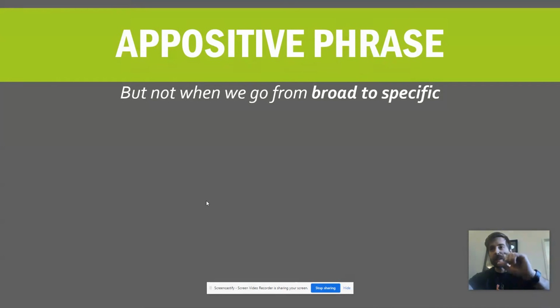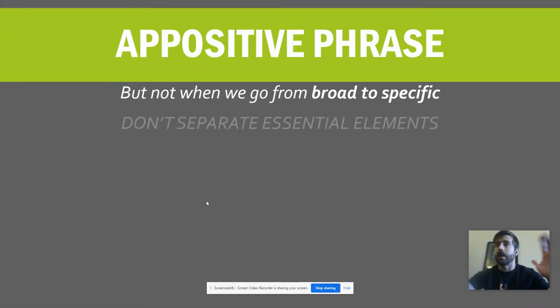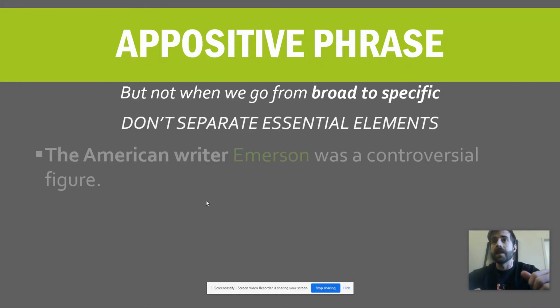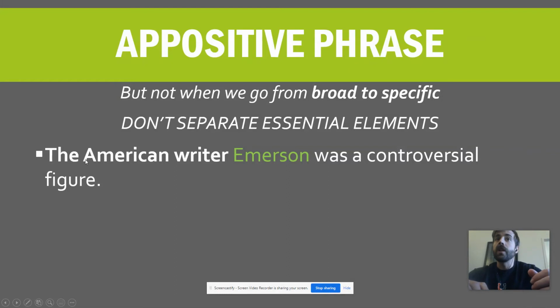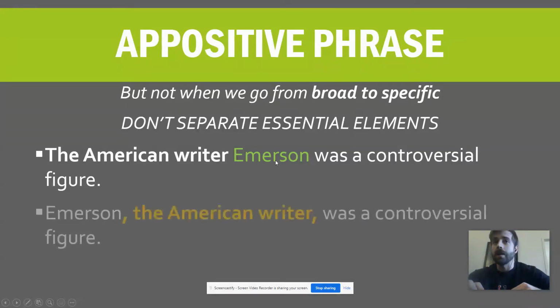So if I give that specific reference after my broad reference, it's kind of essential information that I need to know to define what specific term I'm talking about in this broader context. So don't separate these essential elements. The American writer Emerson, Ralph Waldo Emerson, was a controversial figure, right? I could say the American writer was a controversial figure, and I could say Emerson was a controversial figure, but since there's a lot of American writers and there's only one Emerson, since I'm going from broad to specific, I'm not going to use commas here.